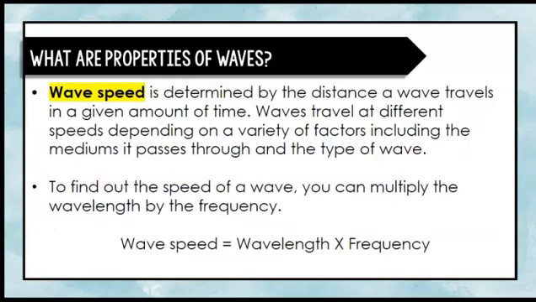Another property of waves is wave speed, which is determined by the distance a wave travels in a given amount of time. So frequency is the number of waves that pass per second, and the wave speed is the distance the wave travels per time. Waves travel at different speeds depending on a variety of factors, including the medium they pass through and the type of wave. To find out the speed of the wave, you can multiply the wavelength by the frequency. So wave speed equals wavelength times frequency.